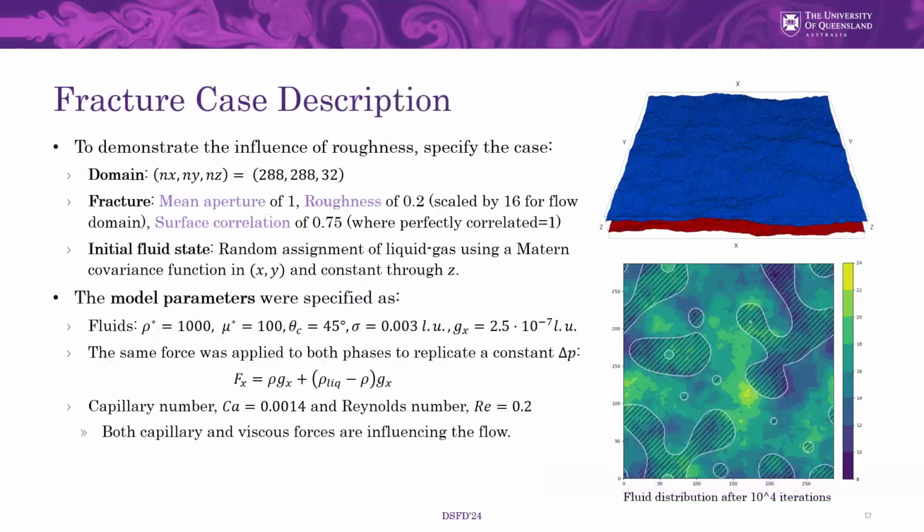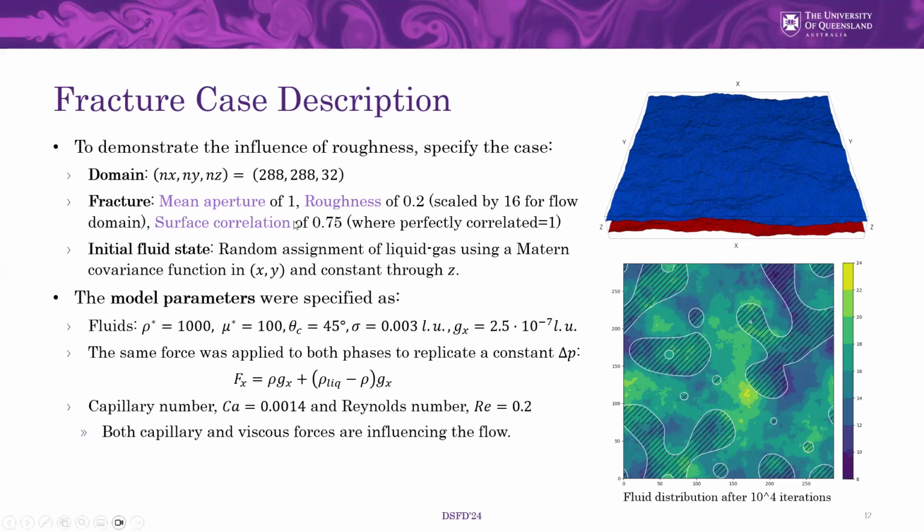So for the fracture cases themselves, they're not super large. The domain that we have is 288 by 288 by 32. The way that we generate the fractures is in a normalized sense. If you look at the second line here, you can see that we have a mean aperture of 1 with a 20% roughness ratio on average through the system. And then we scale that into our domain. So the mean aperture for these is actually about 16, and the 32 cells is to cater for the fluctuations in the rough surface.